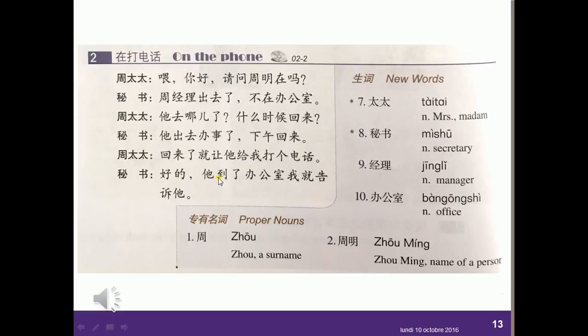好的 is an expression for, okay, I understand, in a matter-of-fact tone. It doesn't have the feeling of 好啊. If you say 好啊, that's pretty happy and light. 好的 is just matter of fact. I know it. I understand. I will deliver the information. I know what you told me. This is regular use from boss to secretary.